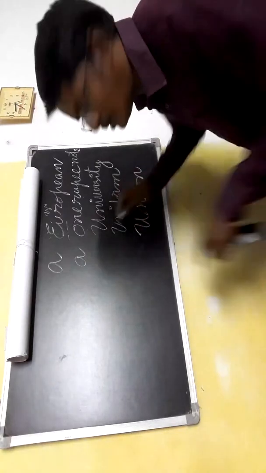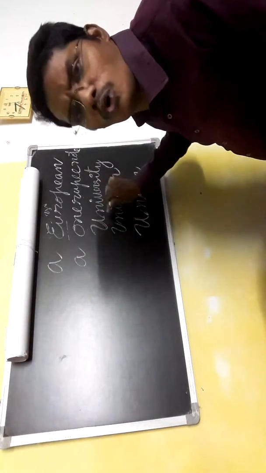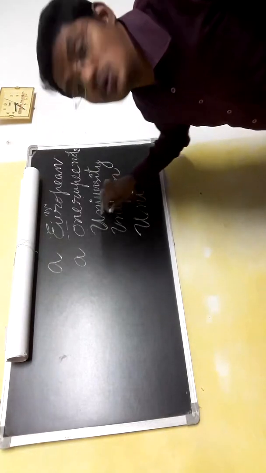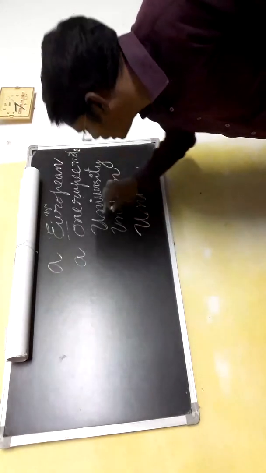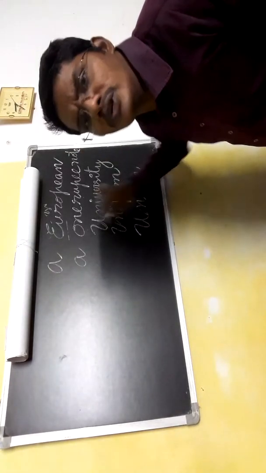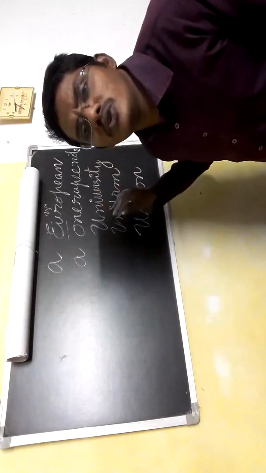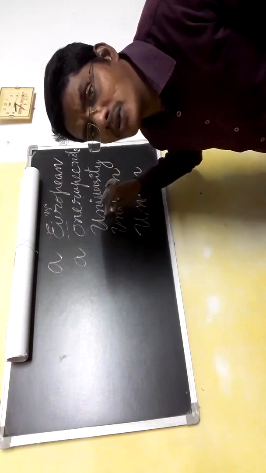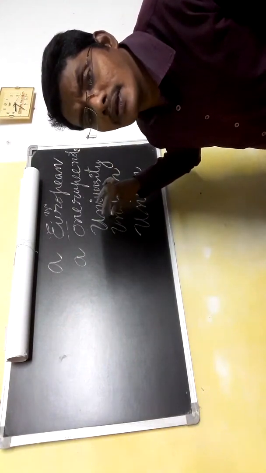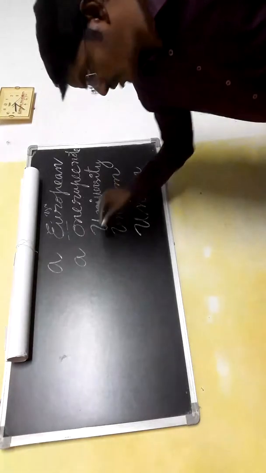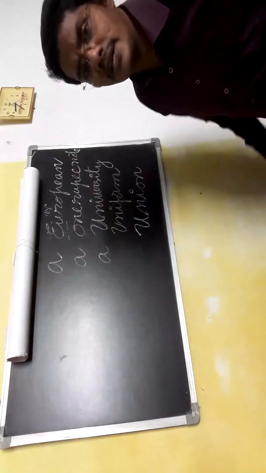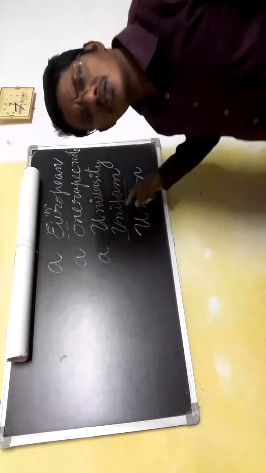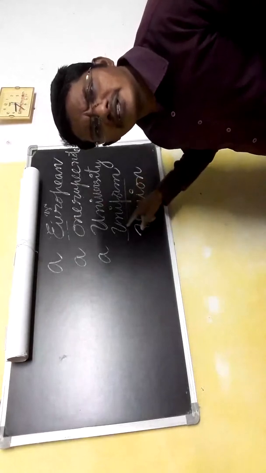So here, university. U here is a vowel, but it gives a consonant sound, "yu", university. We should not say "an university". Why? Because you sound it as "yu", university. So what should be used here, before the consonant sounds? Before the consonants, we have to use a university. Next, uniform.